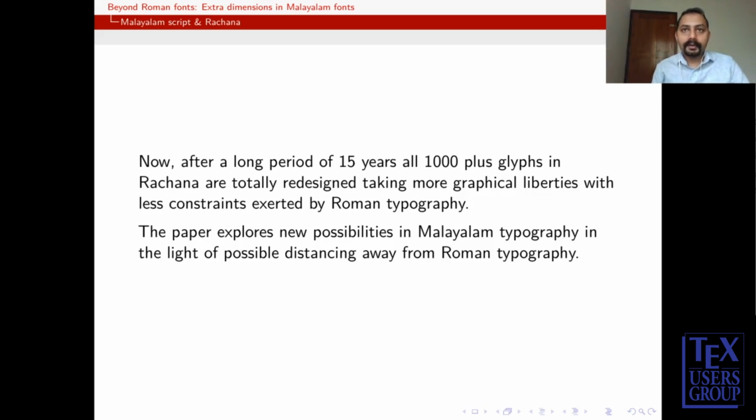Now, after Rachana was originally released in 2006, all the glyphs have been redesigned, taking much more liberty when it comes to the typography and font metrics. This particular talk discusses some of the issues that we faced and some of the decisions that we have taken, some of the possibilities that we have identified in the Malayalam typography. And it is drastically different from the traditional Latin typography.